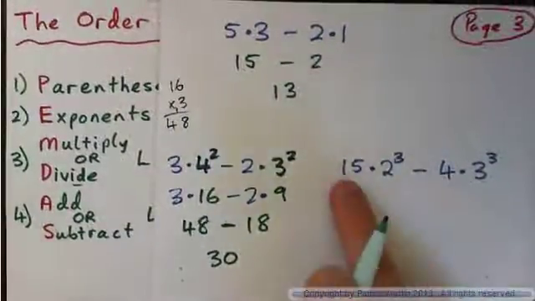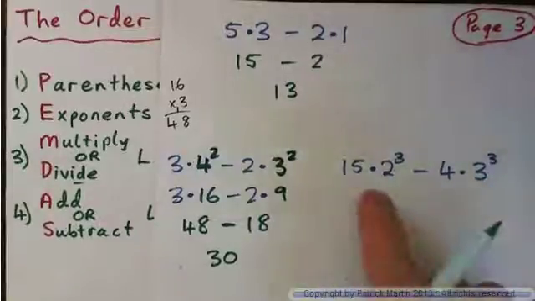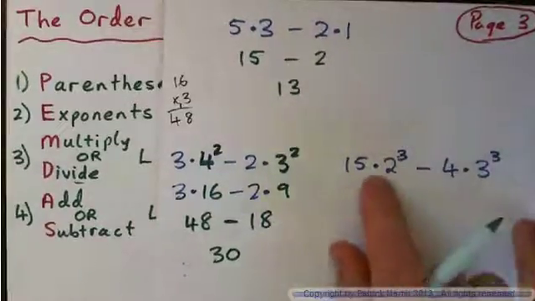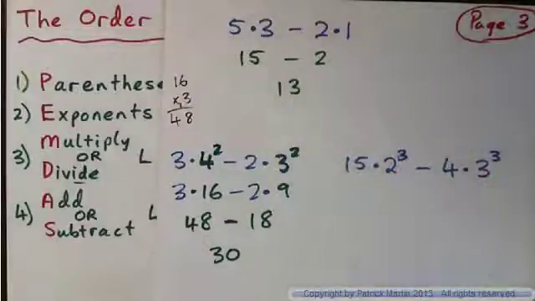So can you do this one? See if you can press pause and do this one by yourself, and then I'll do it. Press pause and try this one by yourself, then I'll do it. This is 15 times 2 to the power of 3 minus 4 times 3 to the power of 3. Okay, I'll do it now with you.